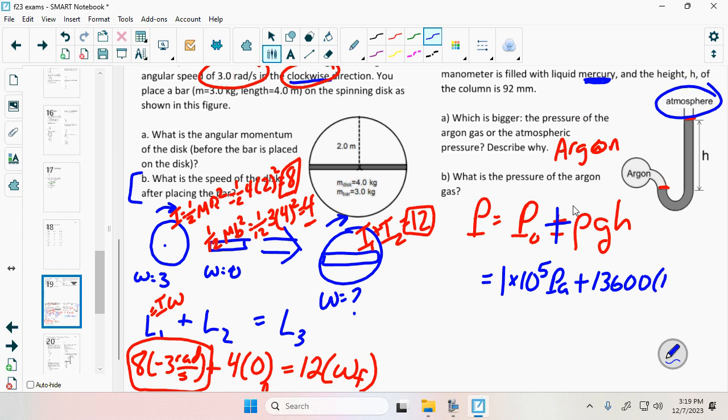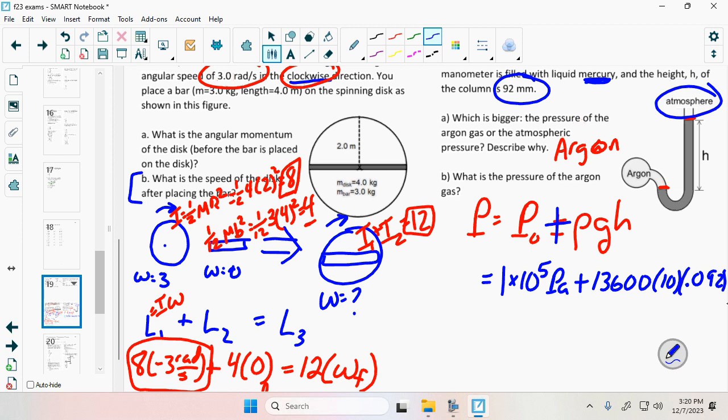Another thing that people got wrong, that's g, 10 meters per second squared, is that the h is 92 millimeters, but that's not SI units. 92 millimeters, by the way, pressure is often measured in millimeters, especially in a manometer like this. Anyway, it's often used in millimeters, like 760 millimeters of mercury. That's atmospheric pressure. You might have heard that number before. So anyway, this should be 0.092.